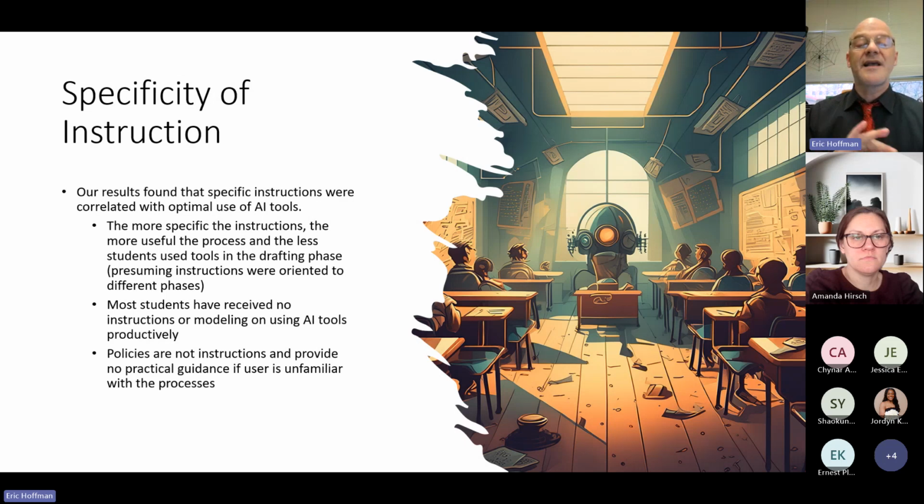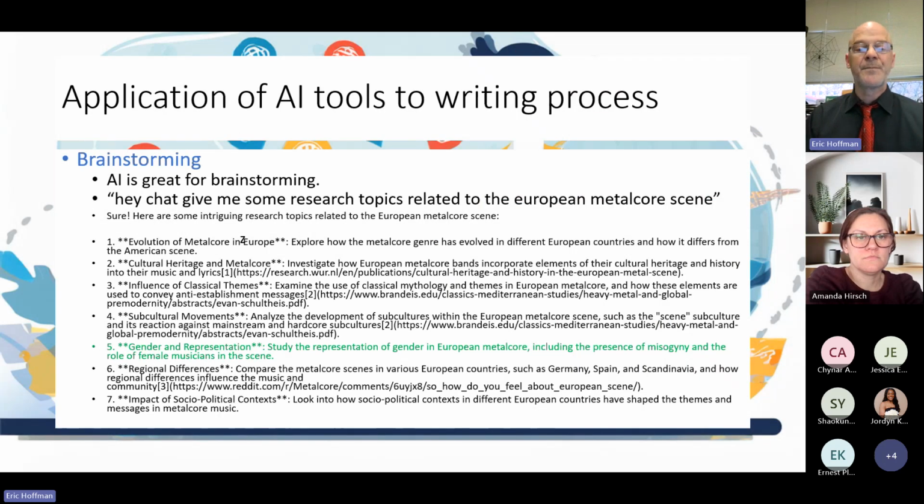Specificity of instruction. I'm going to take a little bit more time here because I think this is one place where faculty may have less experience. So I wanted to give some examples of specific kinds of interventions that may be helpful for teachers and for students. Again, the reminder is that the more specific the instructions, the better. Most students have had no instruction on how to do any of these things, and policies are not in and of themselves sufficient. They are not in and of themselves modeling or sufficient levels of instruction.